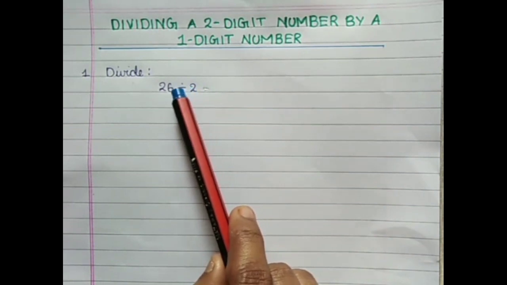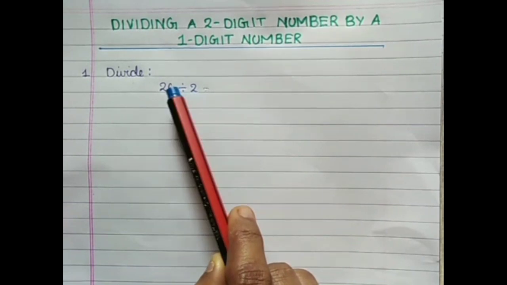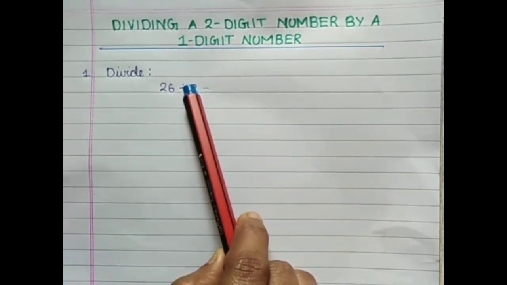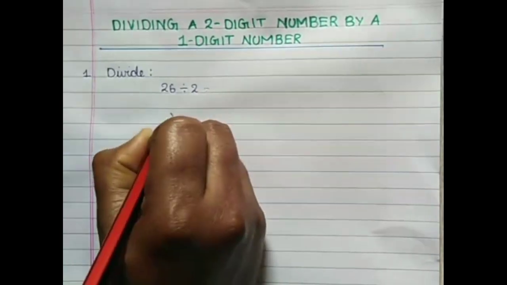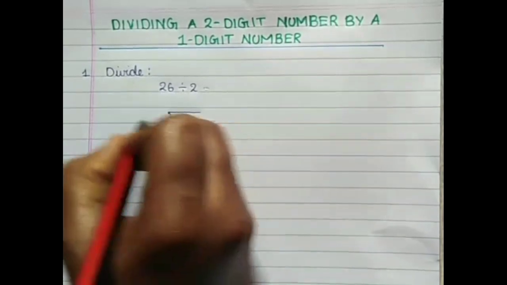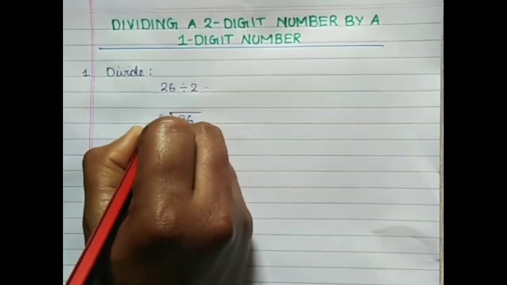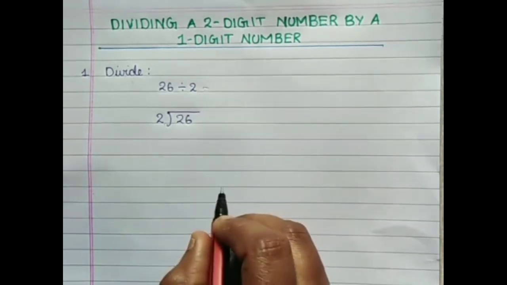Now we can learn how to divide the number 26 by 2. For that, first we can write the dividend and divisor. Here the dividend is 26 and the divisor is 2. So write dividend 26 inside and the divisor 2 outside. Now we should divide the number 26 by 2.